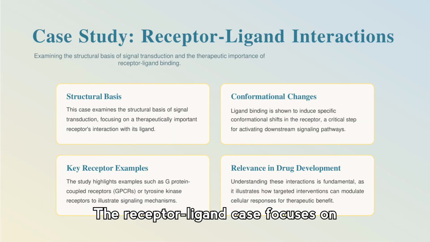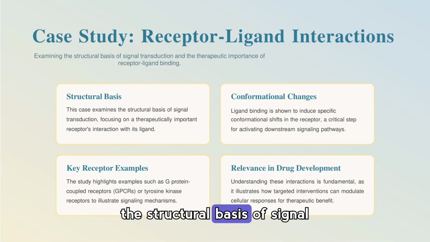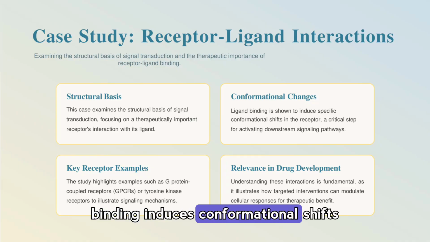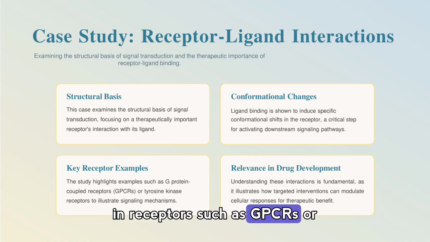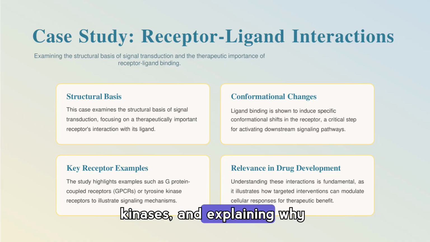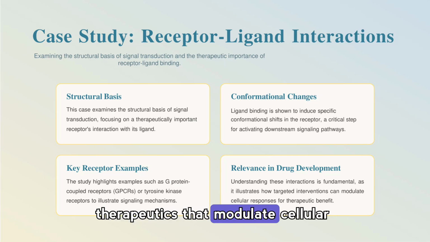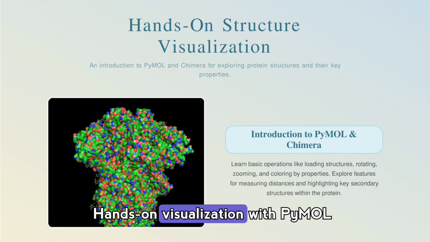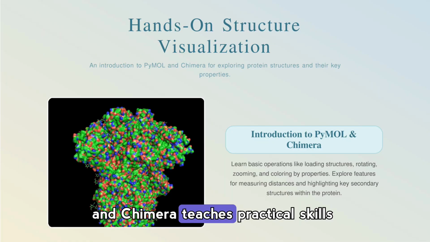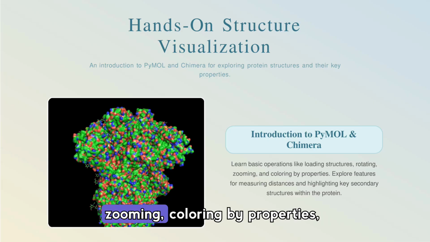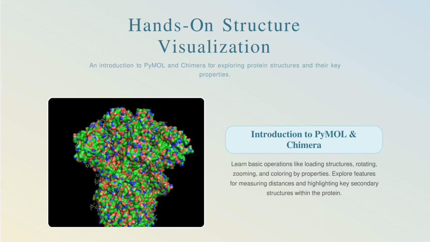The receptor-ligand case focuses on the structural basis of signal transduction, showing how ligand binding induces conformational shifts in receptors such as GPCRs or kinases, and explaining why understanding these changes is crucial for designing targeted therapeutics that modulate cellular signaling.